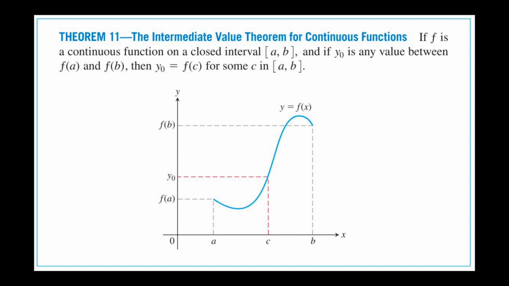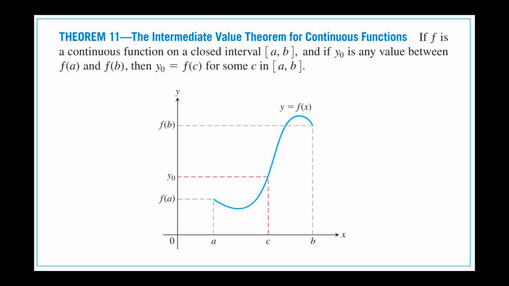The intermediate value theorem tells us that if we have a function f that is continuous over a range of values from a to b, and we pick any number between f of a and f of b, let us call this number y0, then there is guaranteed to be some point, which we'll call c, within our starting range from a to b, where the function will take the value y0. So if f is a continuous function on a closed interval from a to b, and y0 is any value between f of a and f of b, then y0 equals f of c for some c in the interval from a to b.